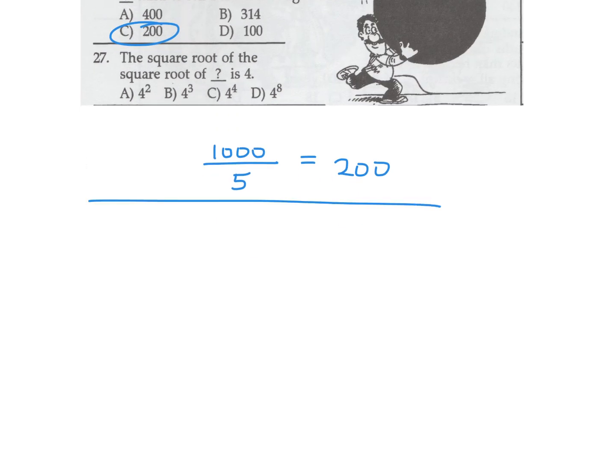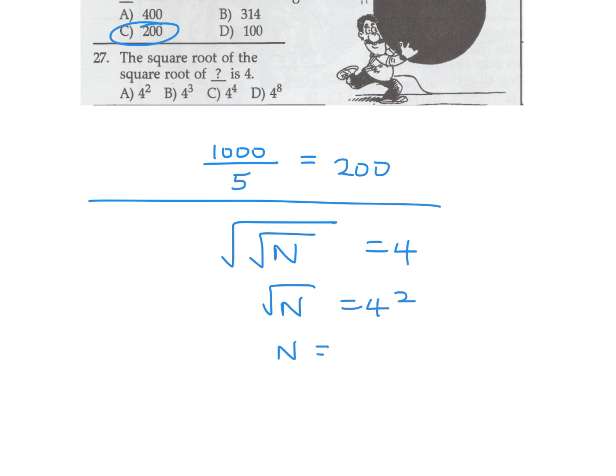The square root of the square root of. Okay, so let's say the number is n. So we want the square root of the square root to be 4. So square both sides and we get 4 squared. Square both sides again and we get 4 to the power of 4. And therefore, very quickly we get 27 is C.